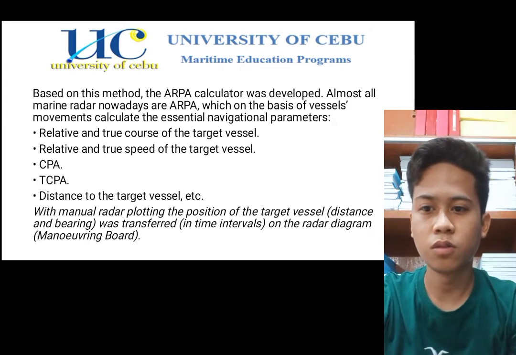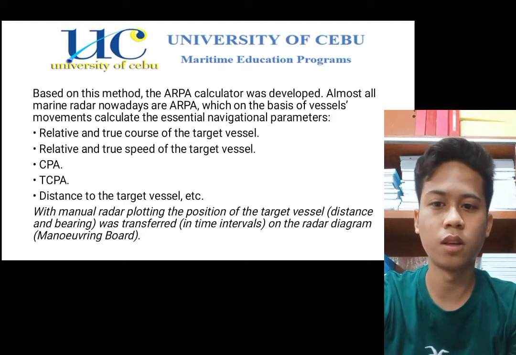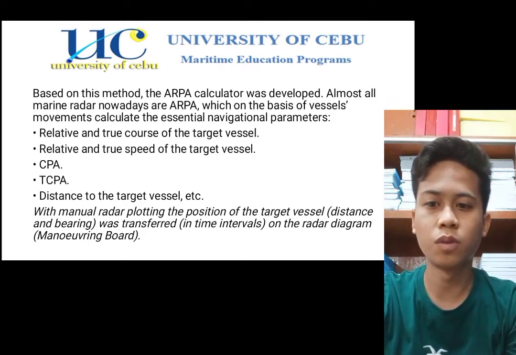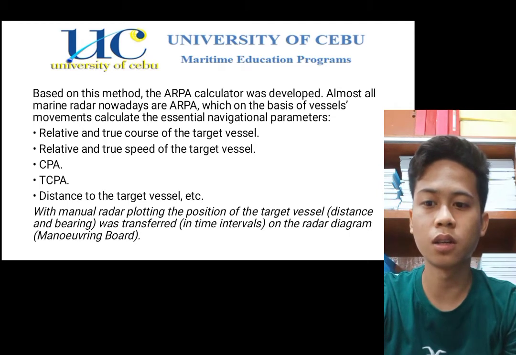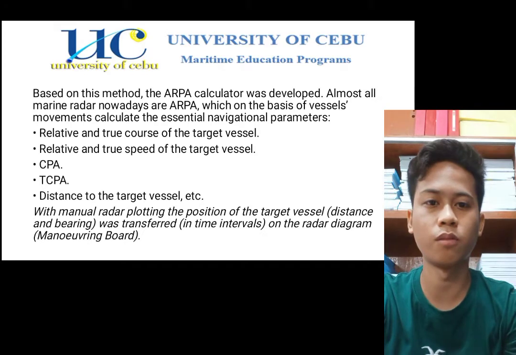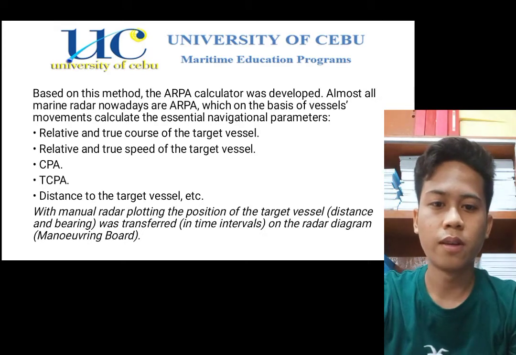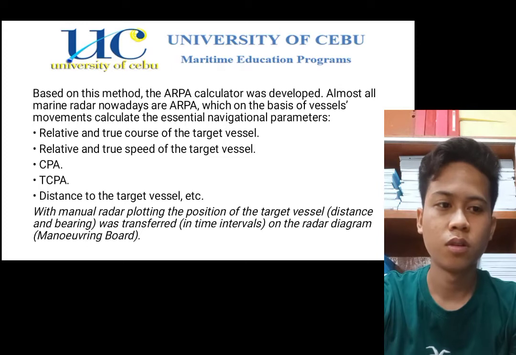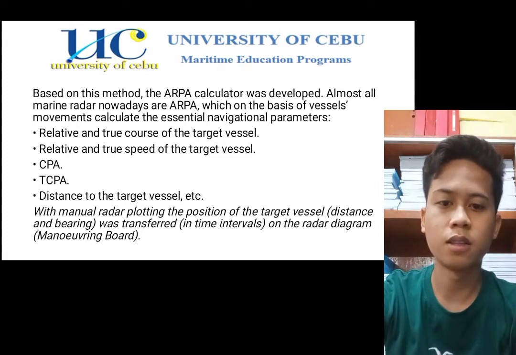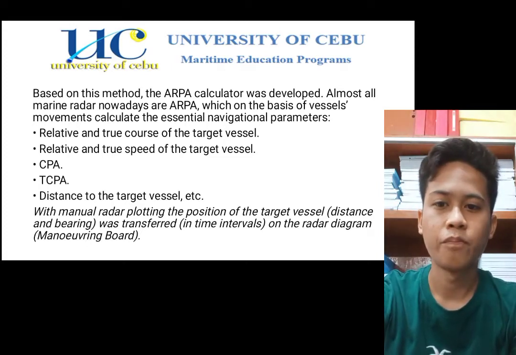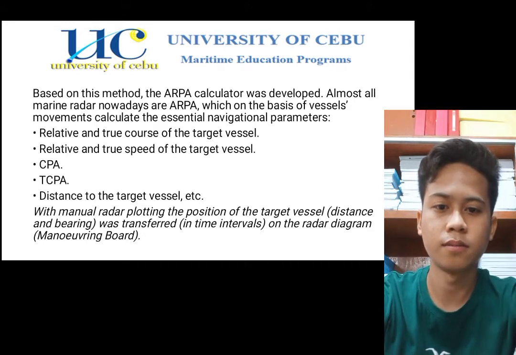So there are factors which include the relative and true course of the target vessel, the relative and true speed of the target vessel, the CPA, and the distance to the target vessel. With manual radar plotting, the position of the target vessels, the distance, and the bearing were transferred in time intervals on the radar diagram or maneuvering board. So we will have a tutorial on how to find targets and calculate the TCPA and CPA in the next slides.